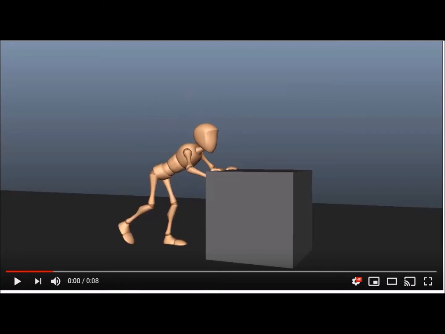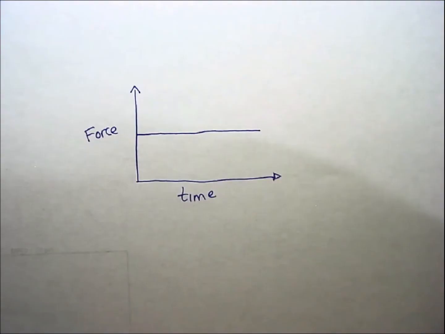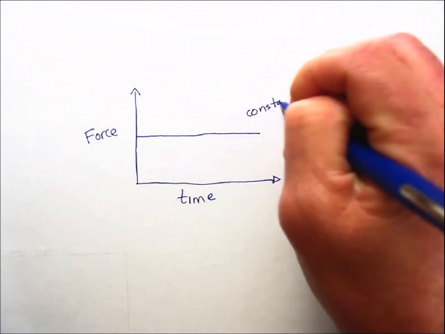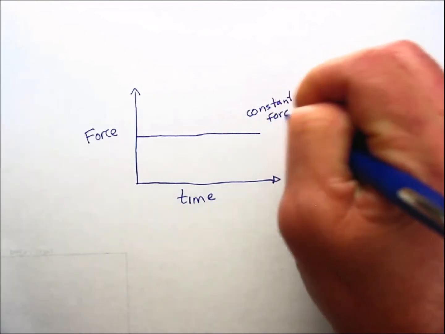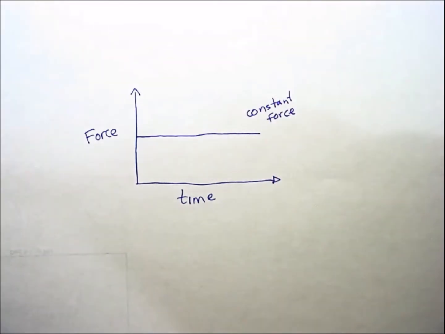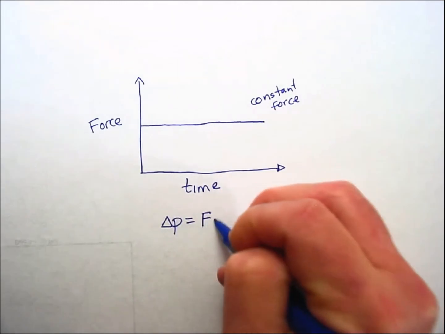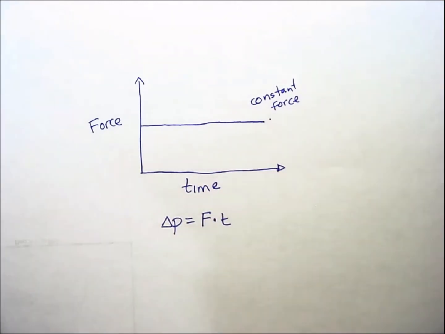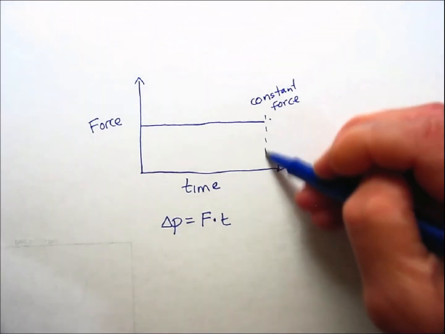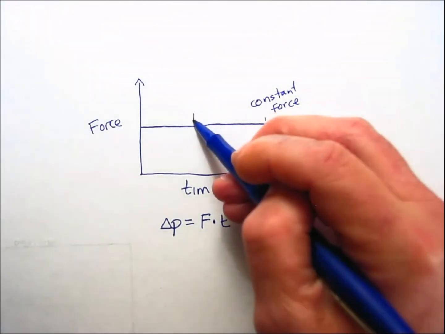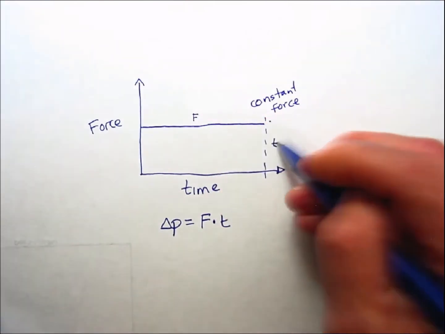When he does that, the graph that he would make might look like this. Okay, this graph essentially just shows a constant force acting on an object as time goes by. Well, if you think about it, you could find the change in momentum by taking the value of this force and multiplying by the time over which that force occurred. So you would be taking this force times this time.